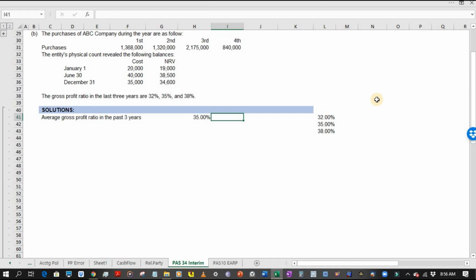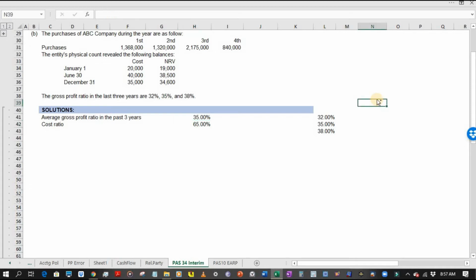And for the computation of cost of sales for the first quarter, of course, using the 35%, we are going to determine the cost ratio. What we need is not actually the gross profit ratio. What we really need is the cost ratio. So the cost ratio, of course, is 65%. Of course, this is only applicable if the gross profit ratio is based on sales. So if the gross profit ratio is based on sales, which is 35, the cost ratio, which is also based on sales, is 65%.